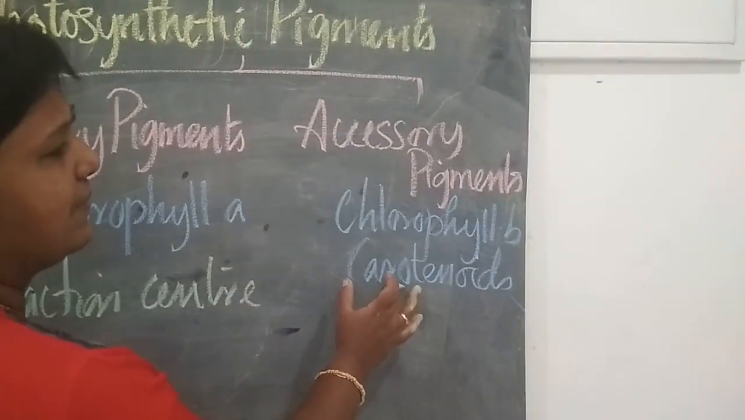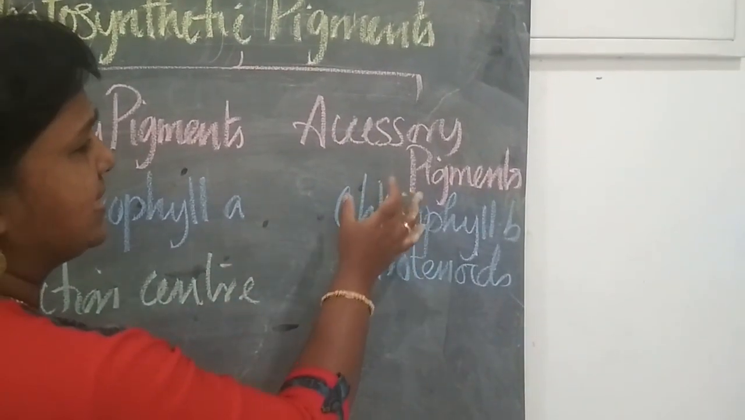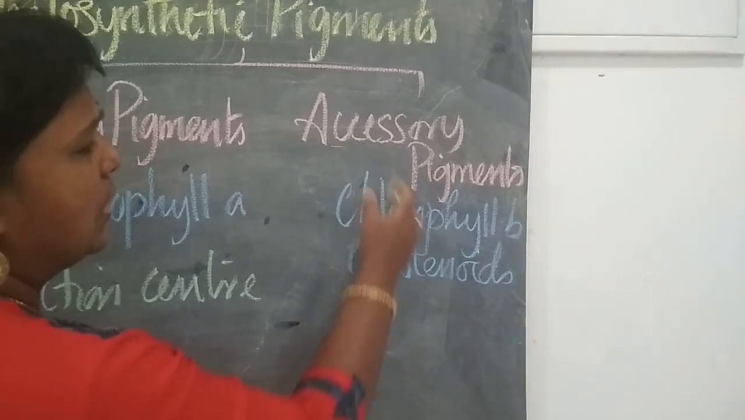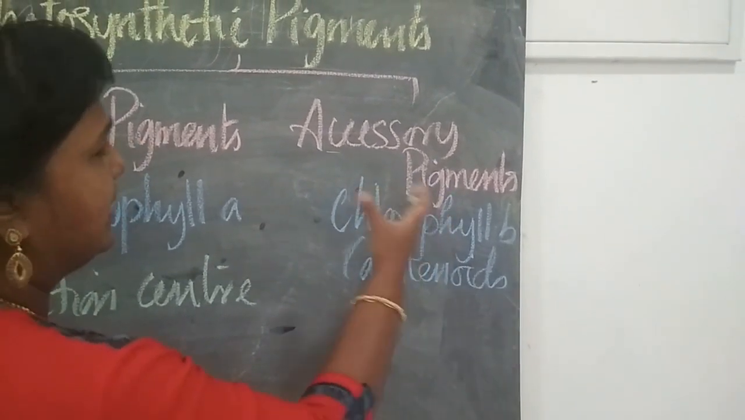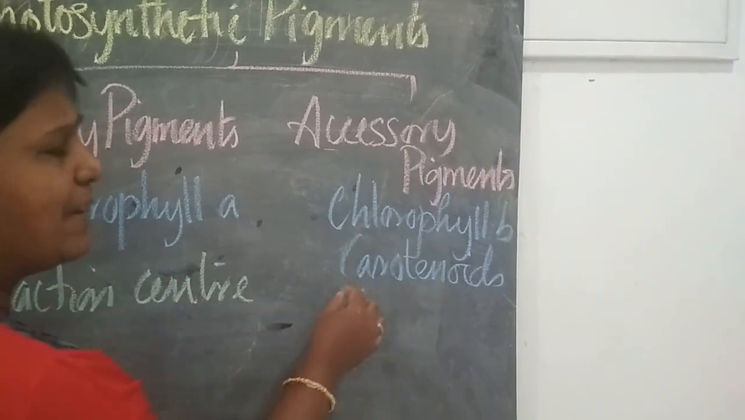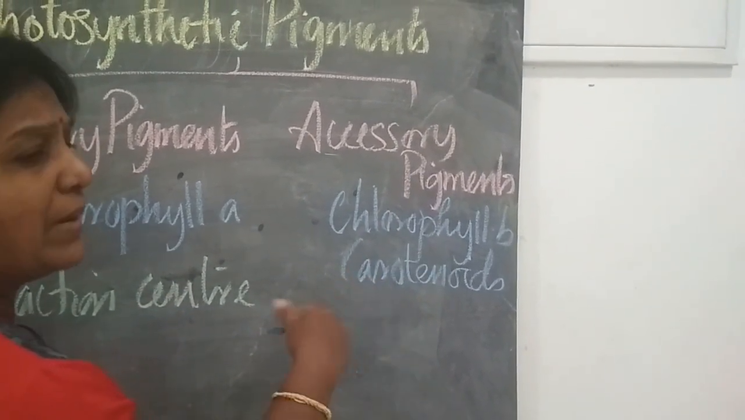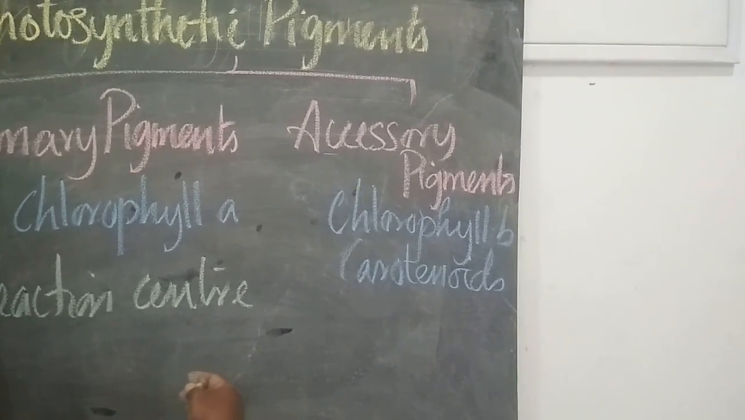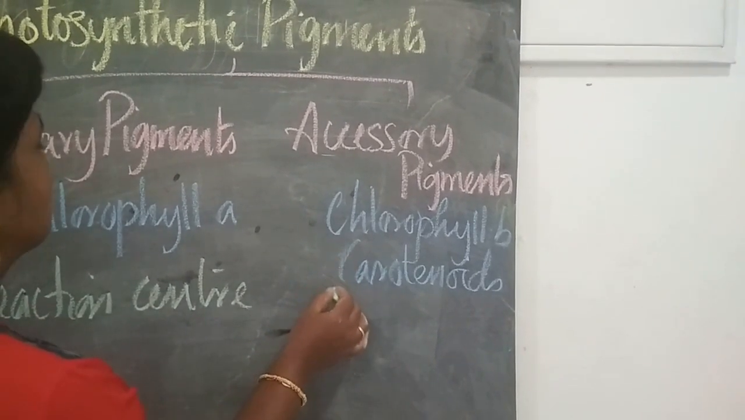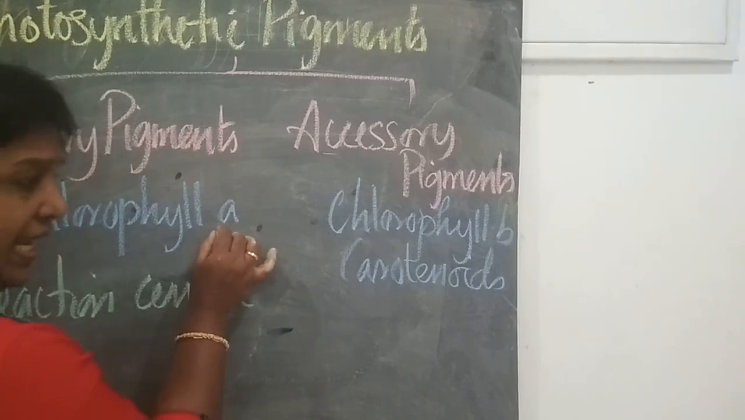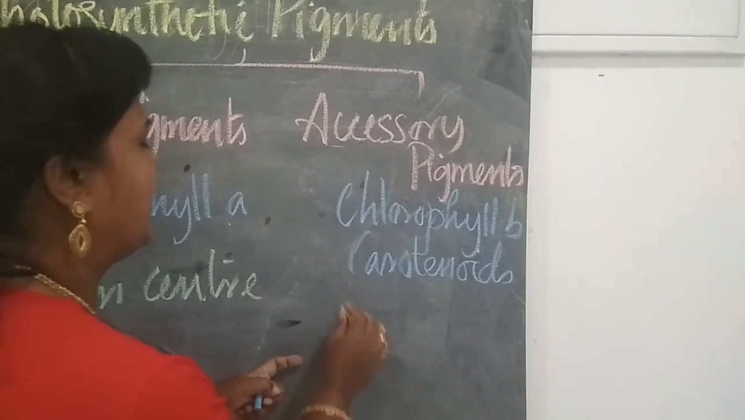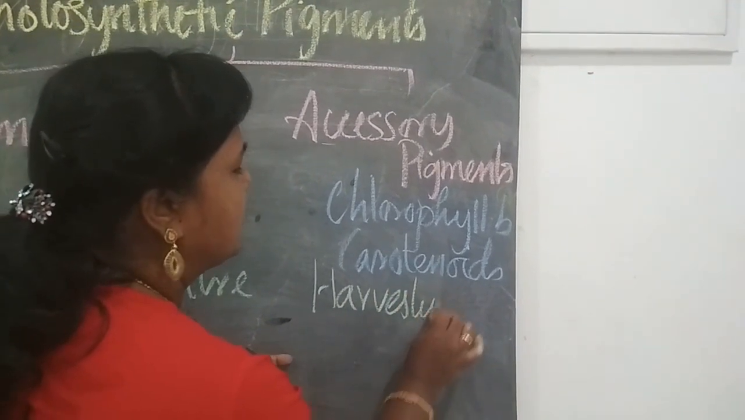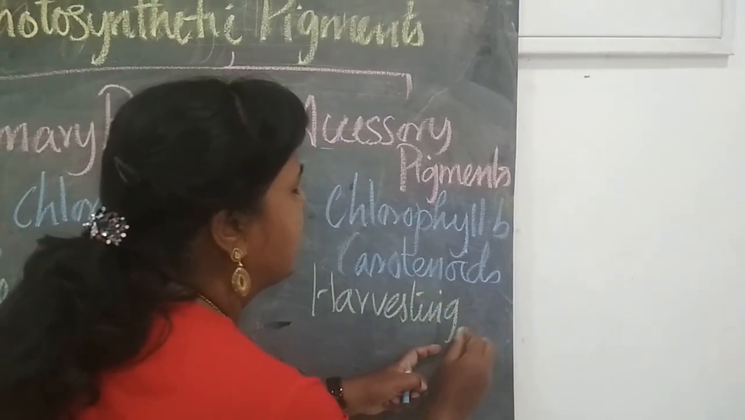Coming to the accessory pigments. Accessory means they are the helping pigments. So here the chlorophyll B, these accessory pigments, trap the solar energy, but they cannot convert that into electrical or chemical energy. Instead, it has to pass to chlorophyll A. So it is said to be the harvesting center.